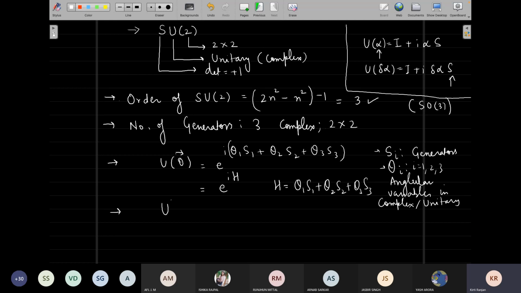First structure, U dagger is equal to U inverse. What will be the condition it is going to impose on H? U dagger is equal to U inverse. Yesterday we imposed O transpose is equal to O inverse for orthogonal matrices in SO2. So what is U dagger? If I take e raised to the power iH, this will become e to the minus iH dagger equal to U inverse. What will that be? e to the minus iH. So what does that mean?